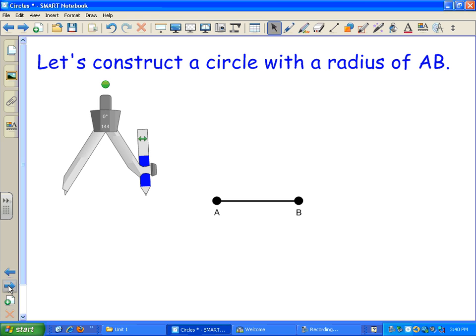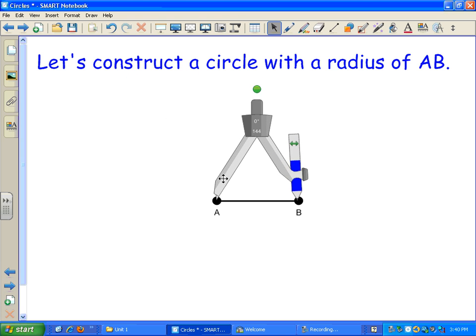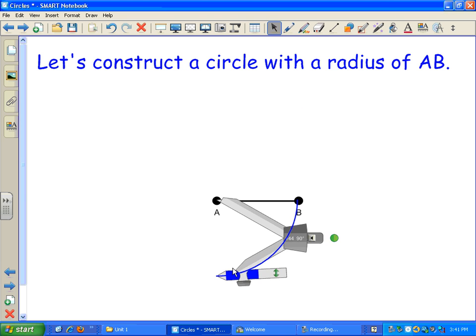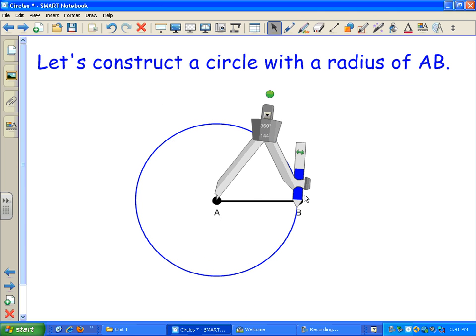So here's what we do. You're going to take the point of your compass and set it at A, and then you're going to extend it out so that it matches up with B. So that's my radius. Well, in this situation, A is my center. So I'm going to go ahead and draw a circle with the length of AB with A as my center. I'm just going to take my compass and go all the way around. And there is my circle.